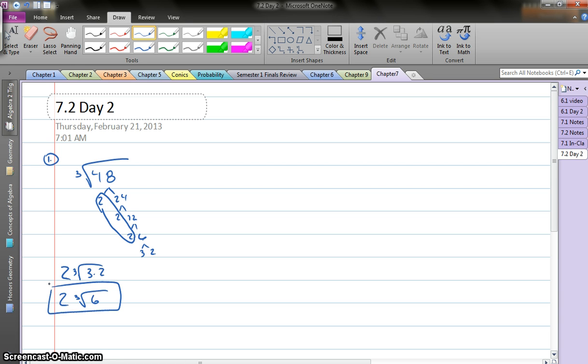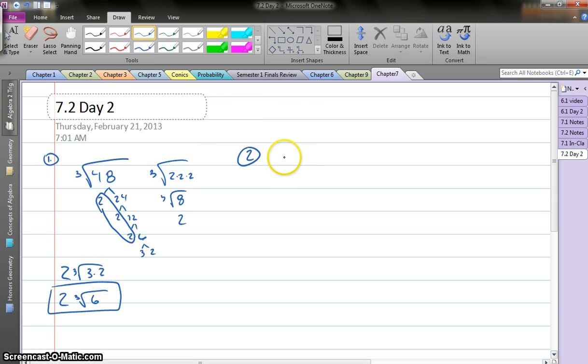Now think about that. The perfect cube, 2 times 2 times 2, is 8. And the cubed root of 8 is 2. So that's what we pulled out. That's why we have to have 3. Alright, let's try another one.